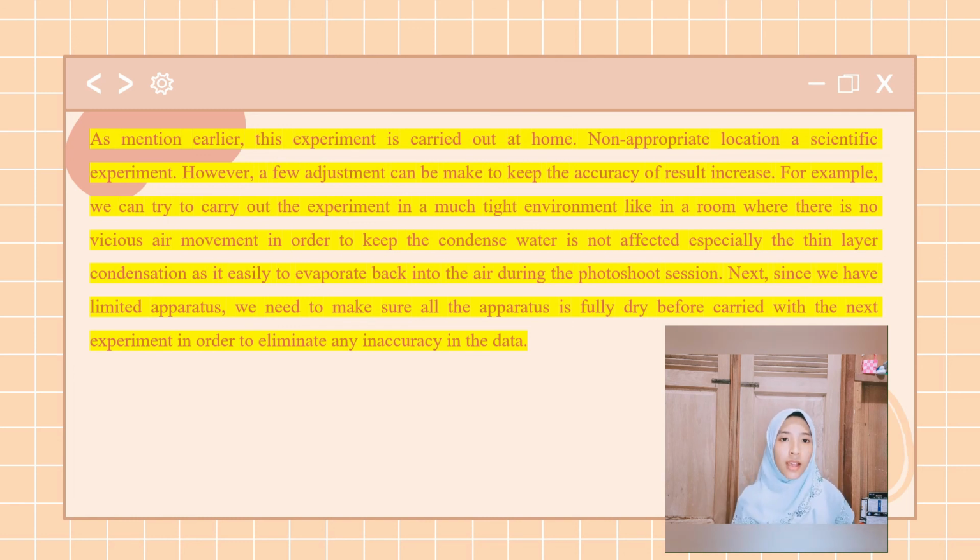Next, since we have limited apparatus, we need to make sure all the apparatus is fully dry before carrying on with the next experiment in order to eliminate any inaccuracy in the data.